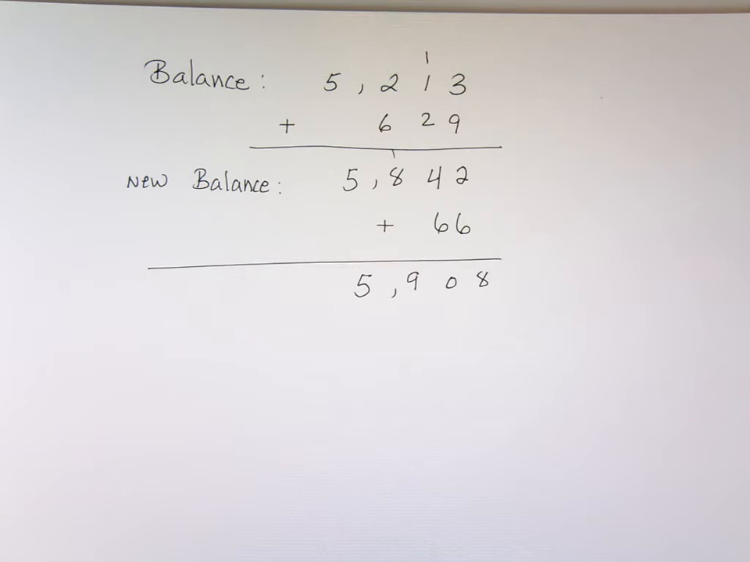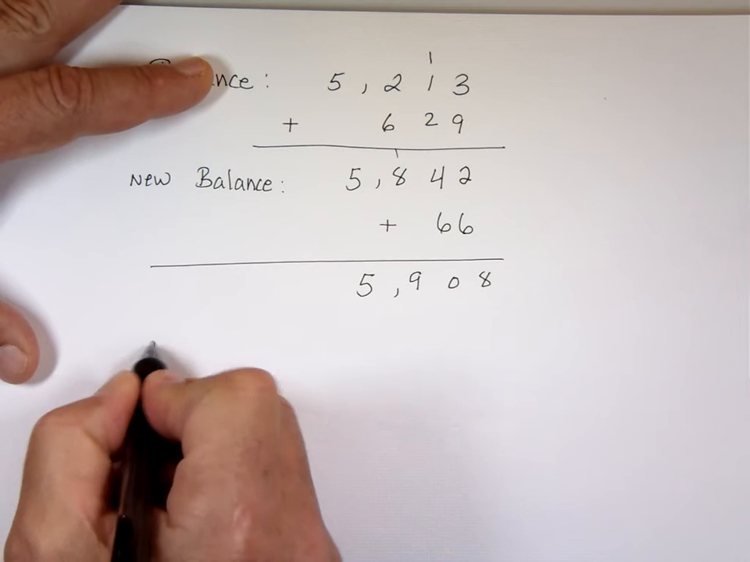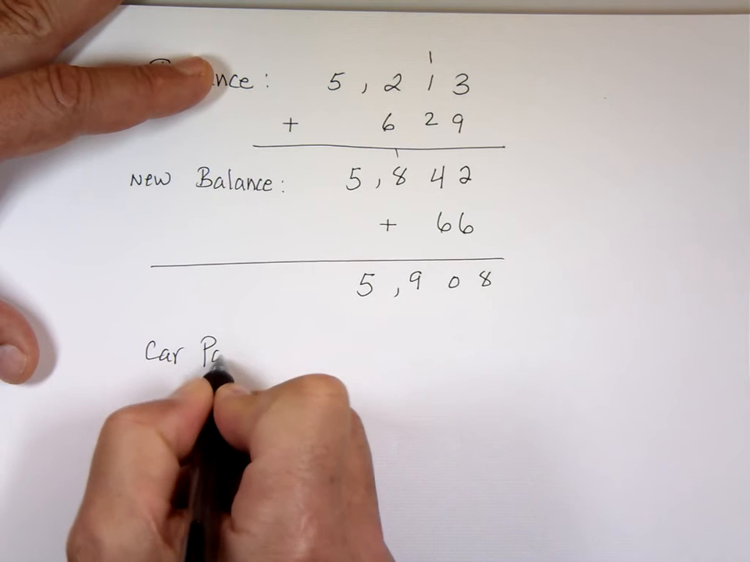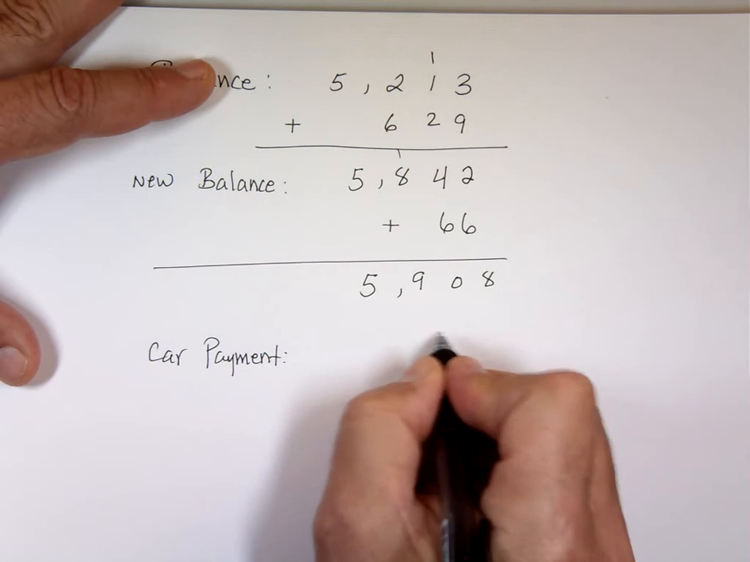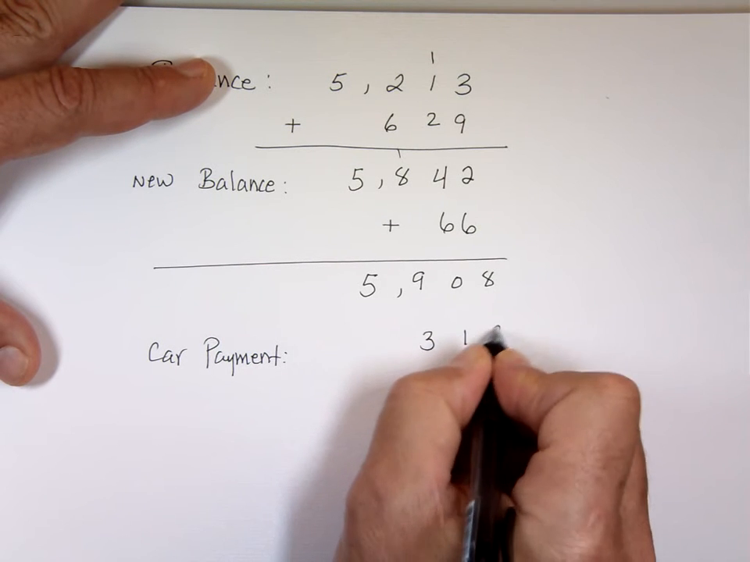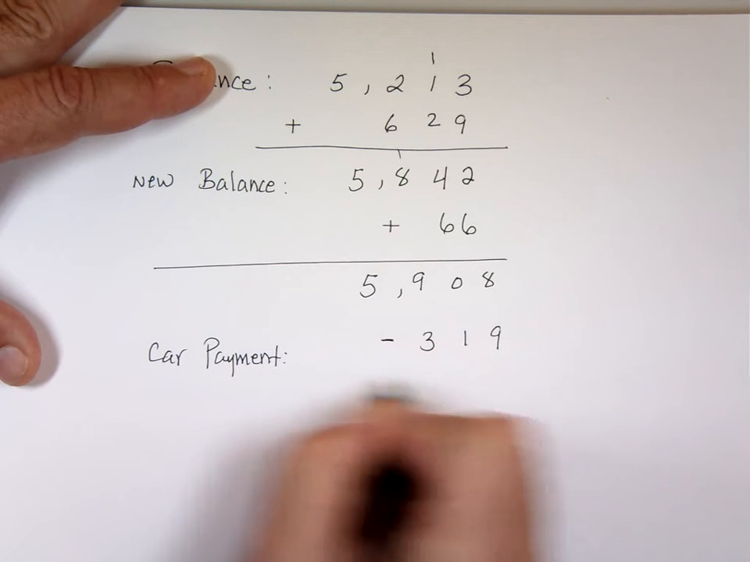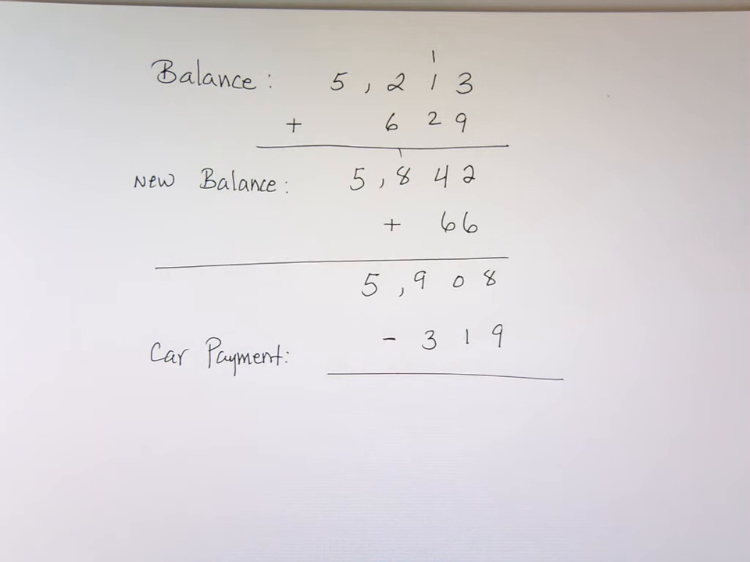Now let's bring in subtraction. You go, today is what? The 12th? Oh no, I got a car payment. Your car payment is $319. So you're going to subtract that car payment now. That's where we use math. People say, are we going to use this stuff every day? You're going to subtract that from your balance.